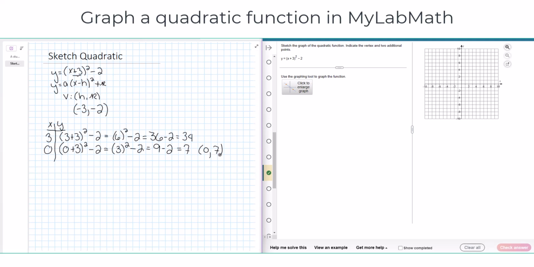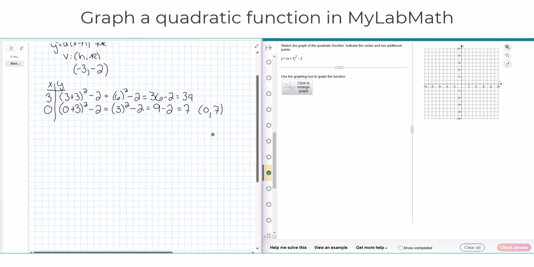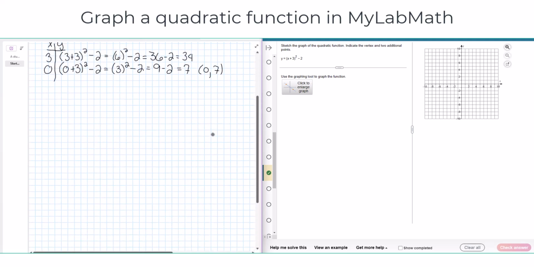Now, how are we going to find the other point? I'm going to go down here a little bit on my picture and make a graph. First, I'm going to graph our vertex, and that's (negative 3, negative 2). 1, 2, 3, 1, 2. Here's my ordered pair. I'm going to put V for vertex. Now, the point that I found was (0, 7). So 0, 1, 2, 3, 4, 5, 6, 7. Better count that one more time. 1, 2, 3, 4, 5, 6, 7.